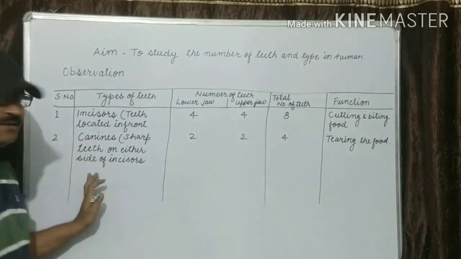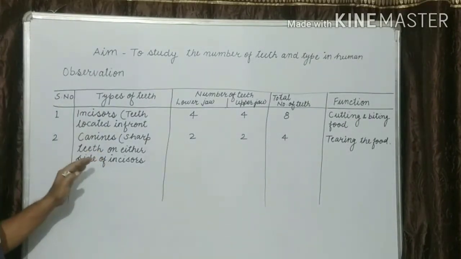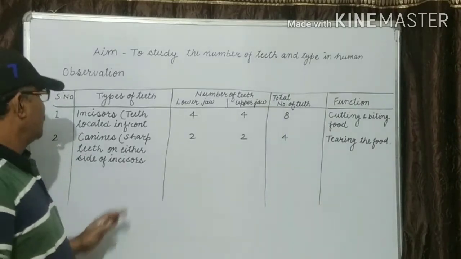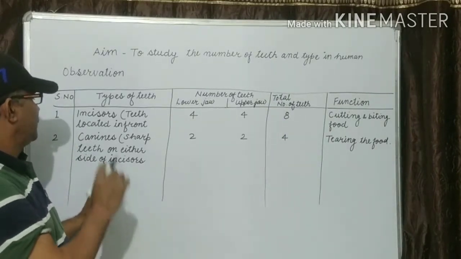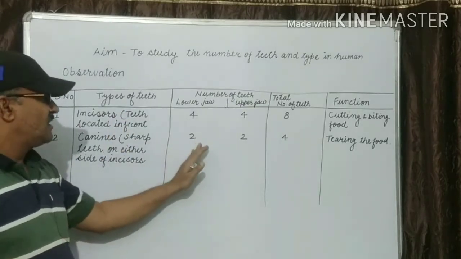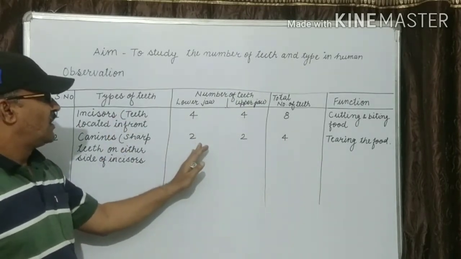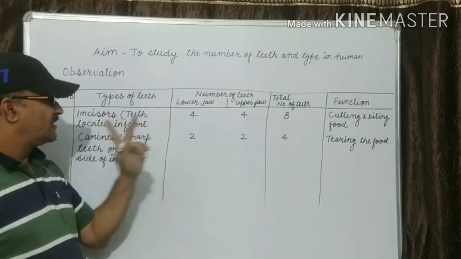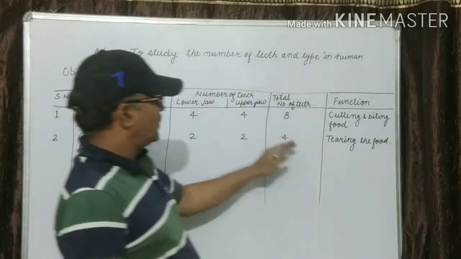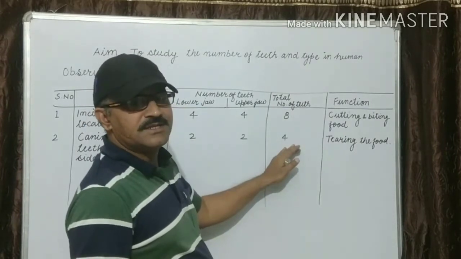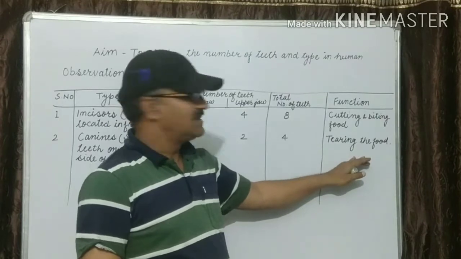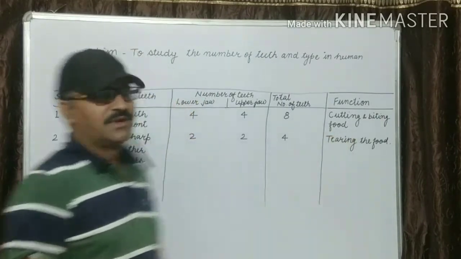Second, understand. Canines, second type of the teeth. Canines, they are the sharp teeth. They are present on either side of incisors. What is the number? In lower jaw, there are 2, and upper jaw, they also 2. And what is the total number of canines? They are 4. And what is the function of canines? Tearing the food.